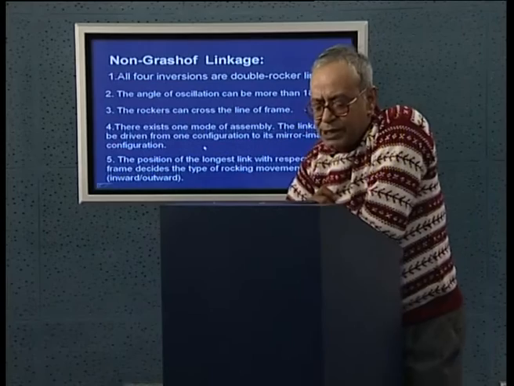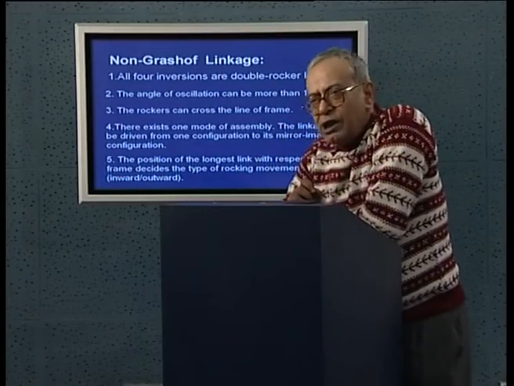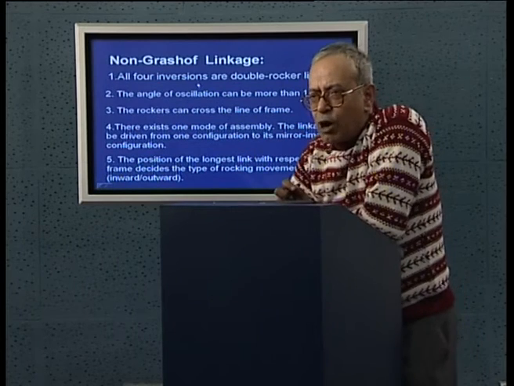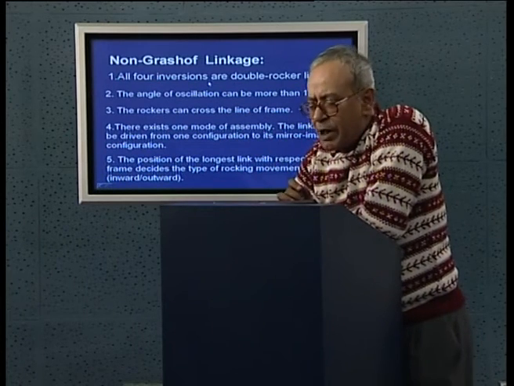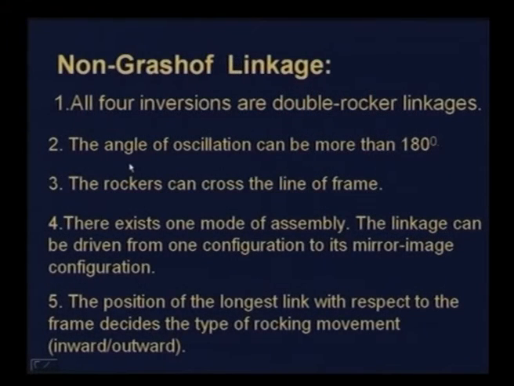Whereas, for a Grashof linkage, let me go through the similar points. What we have seen for a Grashof linkage is that all the three varieties of linkages can be obtained from the same chain by kinematic inversion. Two inversions give crank rocker linkages, which are most useful. One inversion gives a double rocker linkage, and the last inversion gives a double crank linkage.